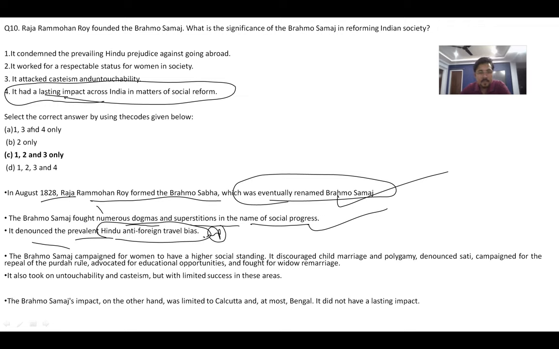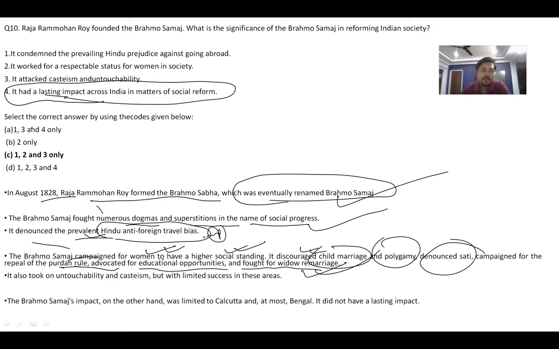The Brahmo Samaj campaigned for women to have higher social standing. It also discouraged child marriage and polygamy. It denounced Sati, campaigned for repeal of the Purdah rule, advocated for educational opportunities and fought for widow remarriage. So these are their reformist activities. It also took on untouchability and casteism.